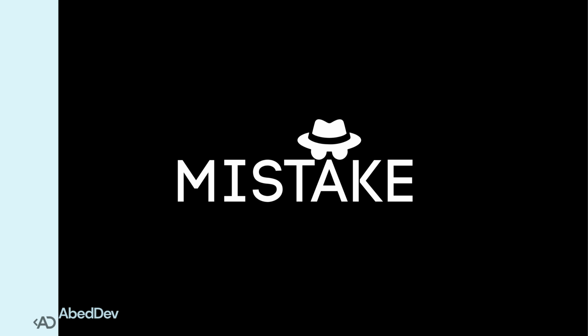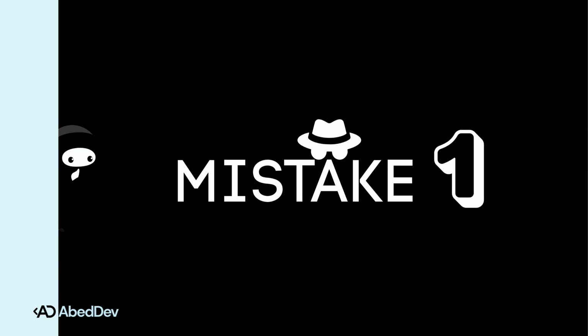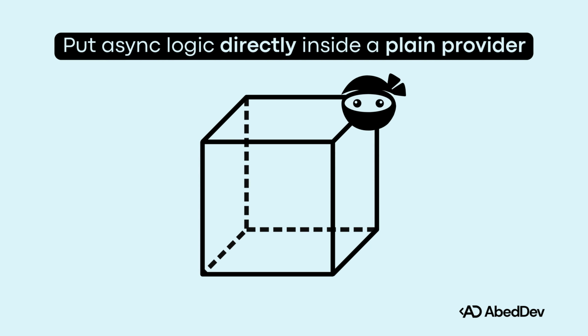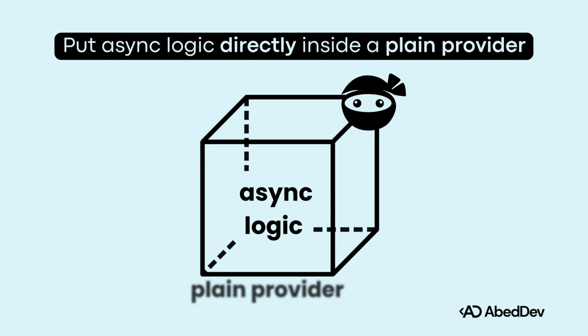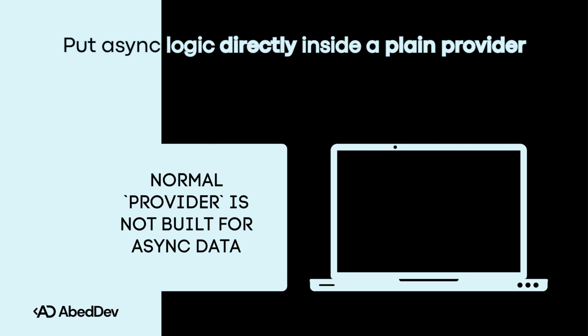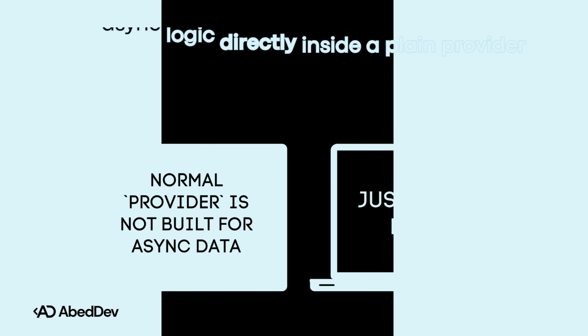Today's mistake is sneaky. It doesn't throw compile errors, it doesn't even crash your app, but it quietly makes your UI clunky and your code messy. It's when you put async logic directly inside a plain provider. Here is the problem. A normal provider is not built for async data. If you return a future from it, your widgets don't get the actual data, they just get the future.